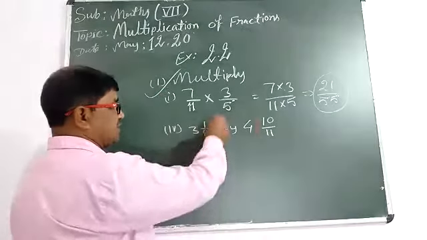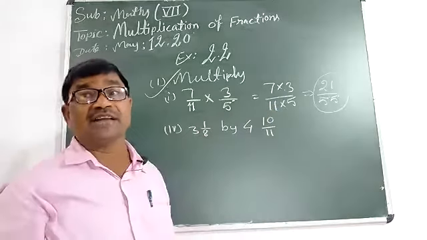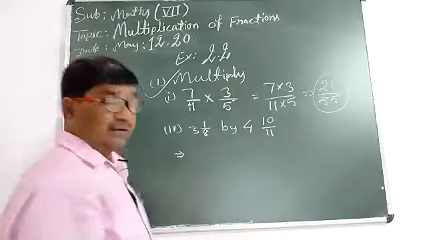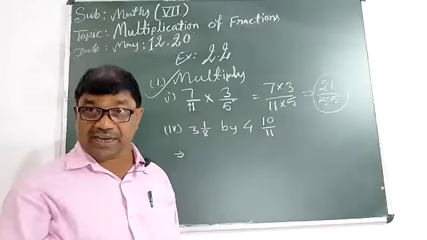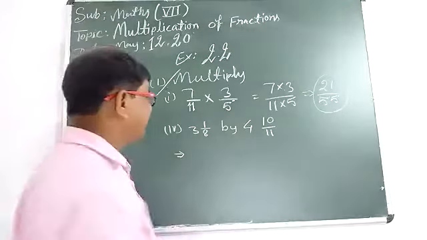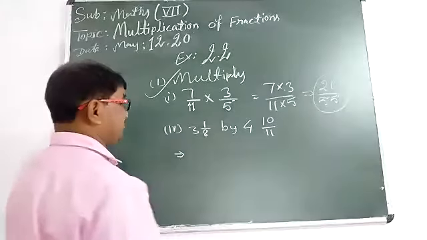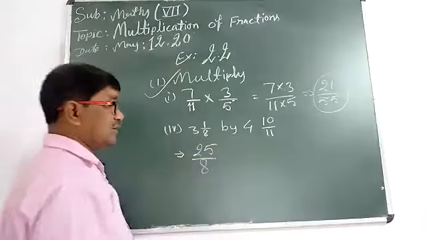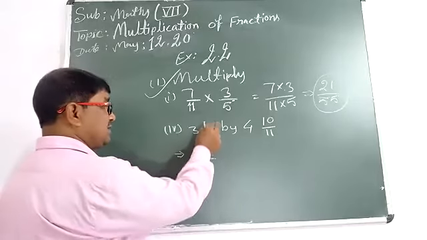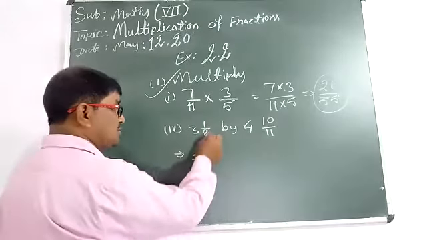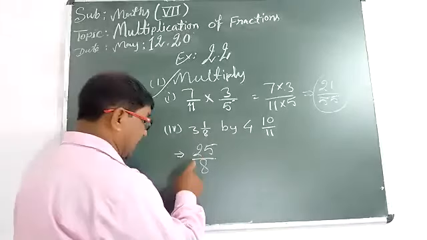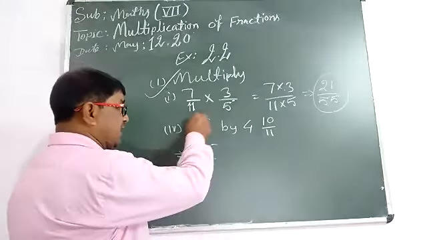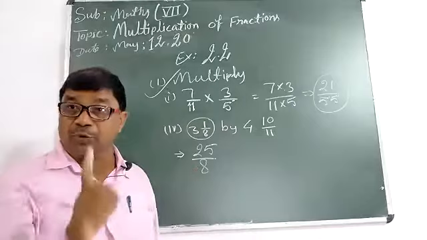Students, these type of fractions are called mixed fractions. So, from the mixed fraction we should get the improper fraction. 8 3s are 24, plus 1 is 25, 25 upon 8. Now that is the improper fraction. We have changed this mixed fraction into improper fraction first.